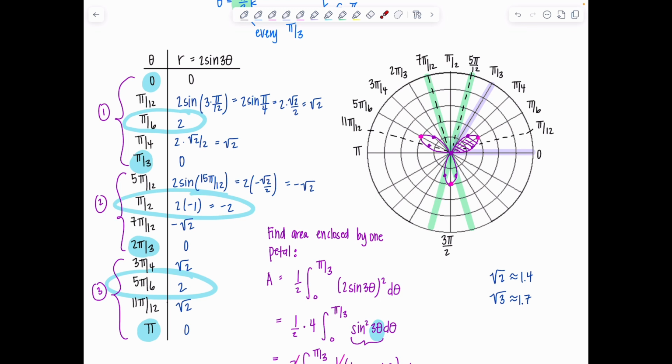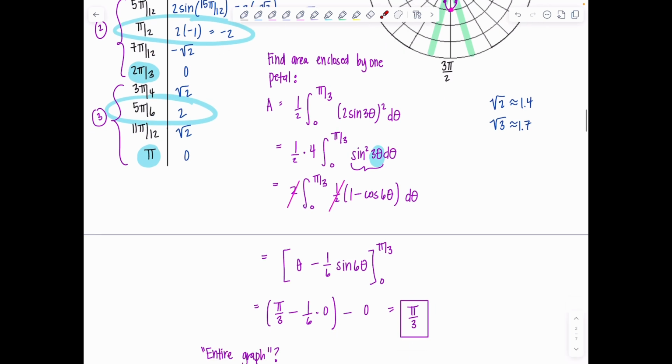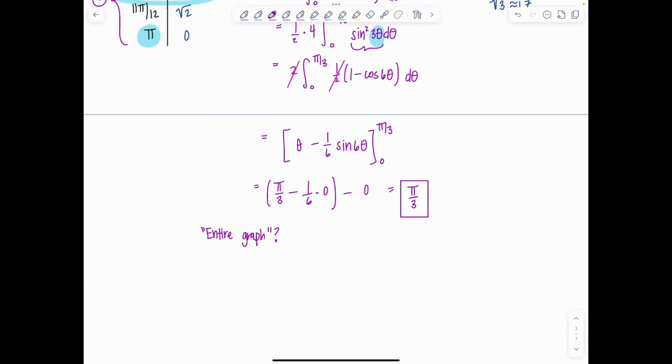I think a safer, easier way of finding the area enclosed by the entire graph is to just find one petal. And then you go, well, there are 3 petals. So the entire graph would be 3 times that amount, 3 times pi over 3, so pi.